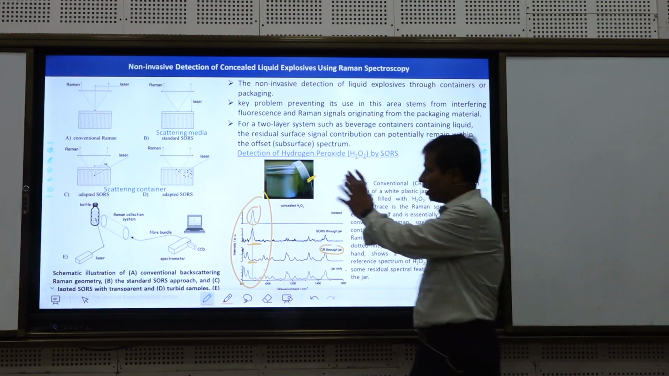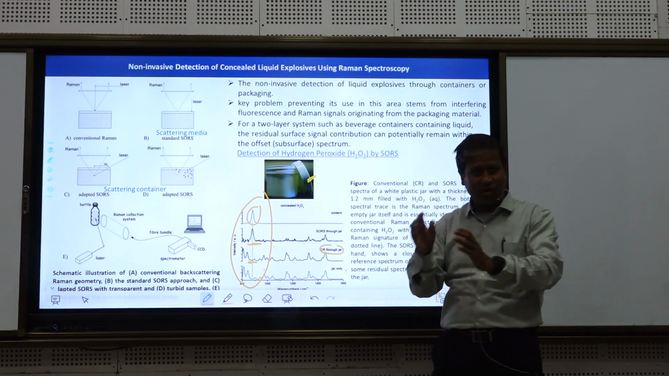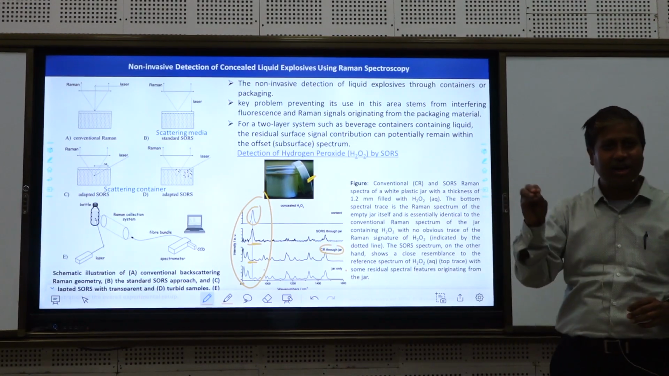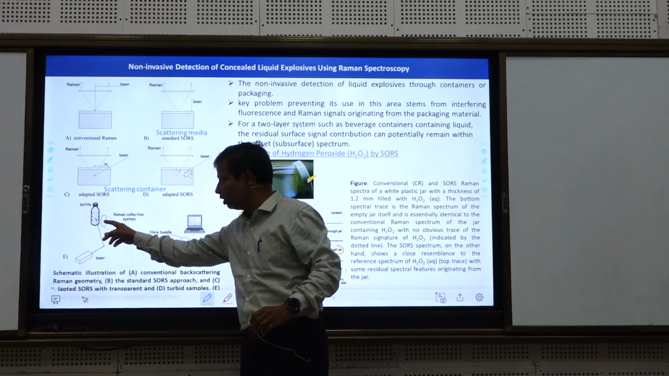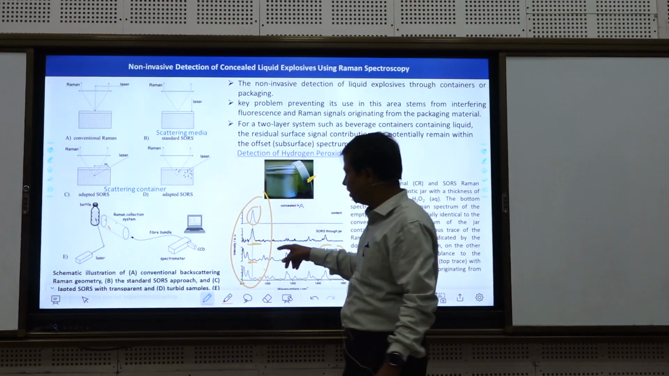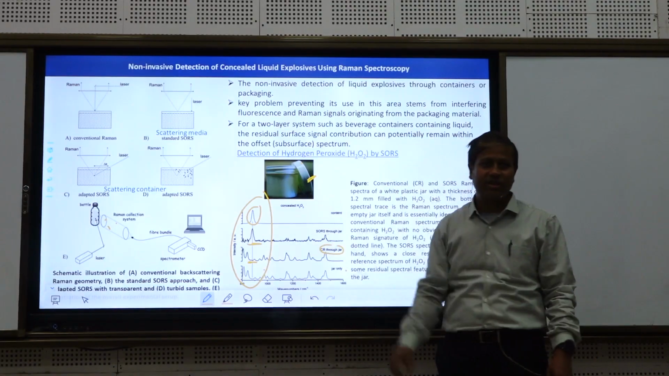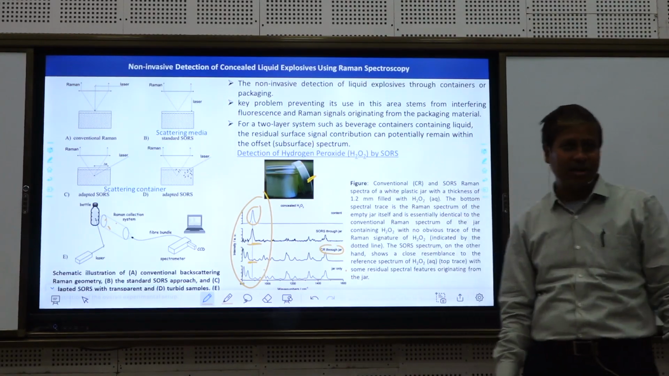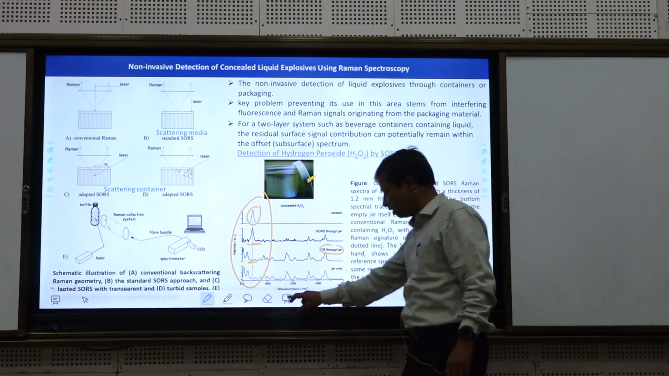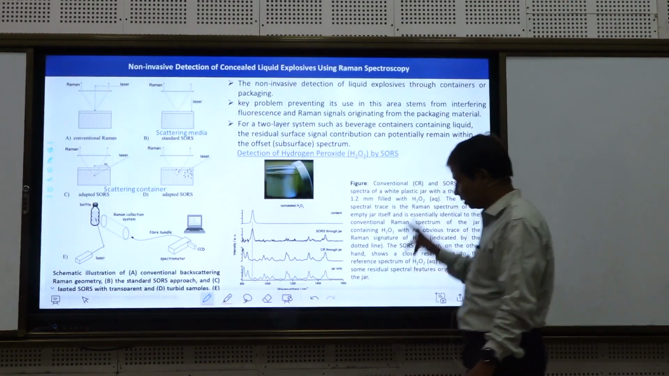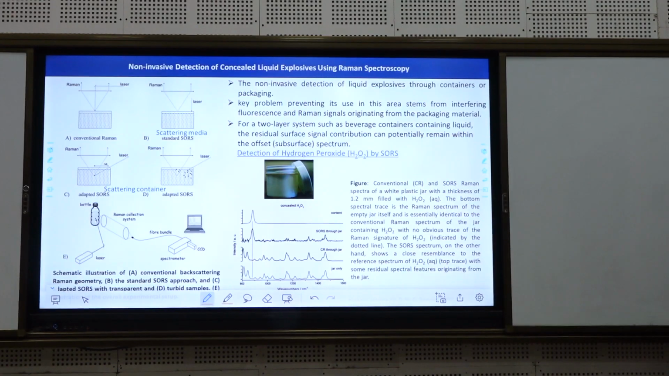So this means you have a jar and you just focus the laser light on the jar, and use some mechanism where you take that scattered radiation by collecting optics, and then you can tell whether H2O2 is there inside the jar, even without opening it. So this is a very interesting observation, an interesting finding.